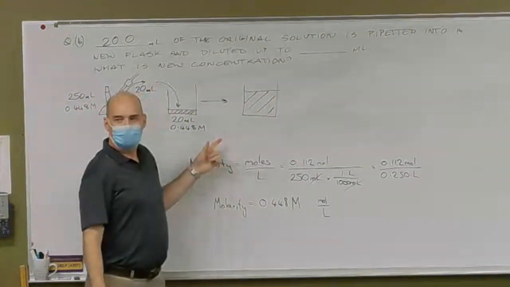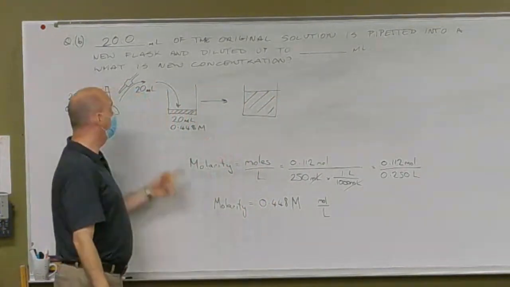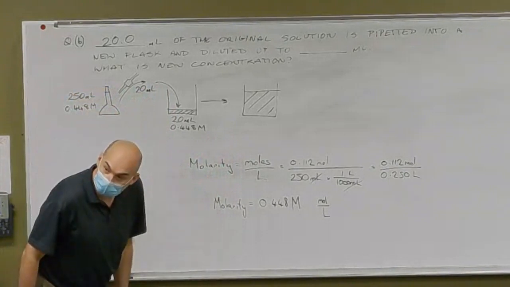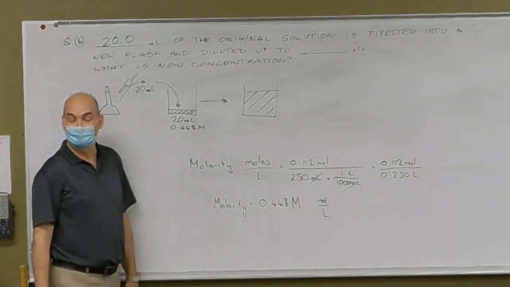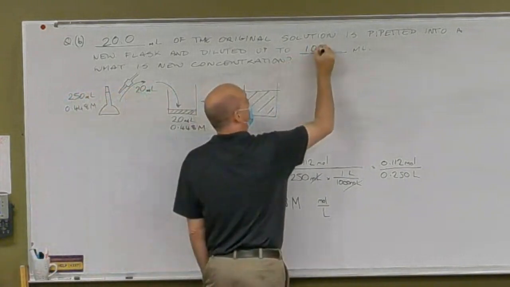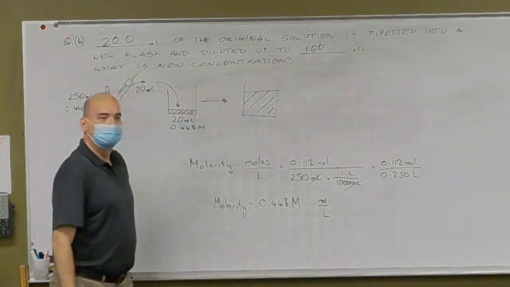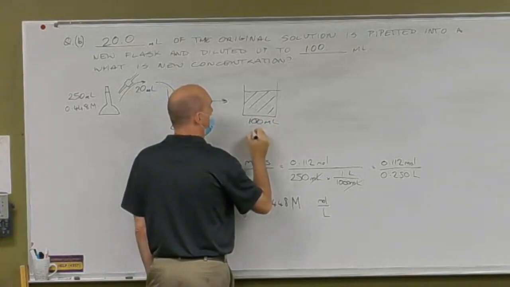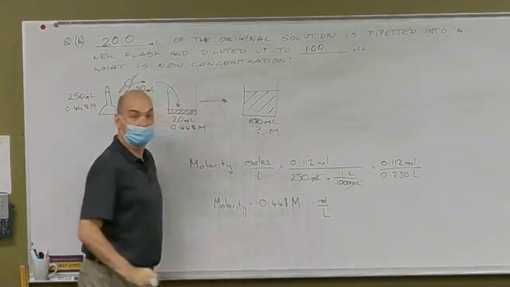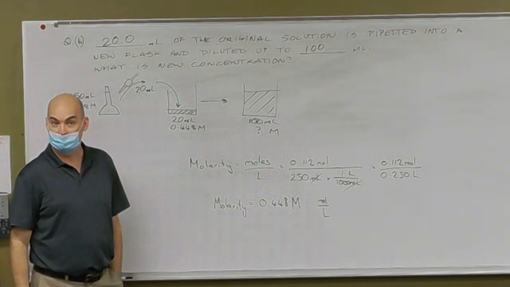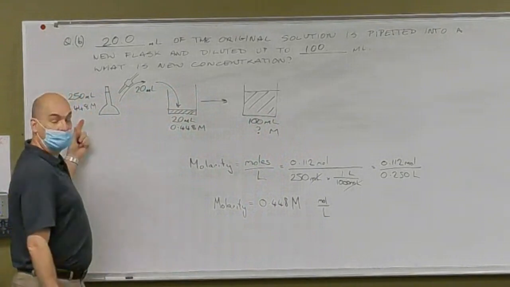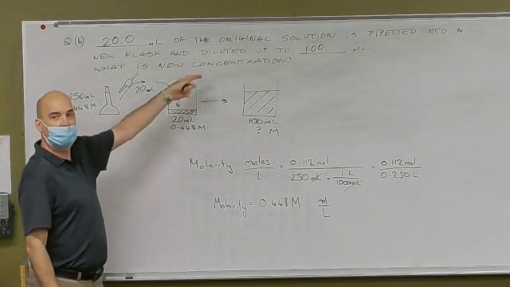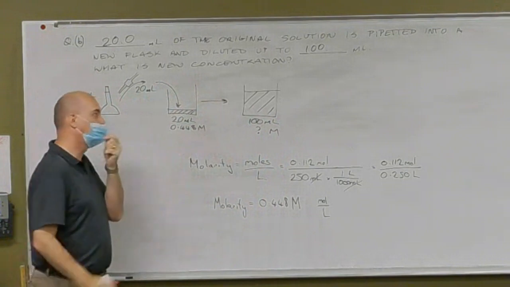What volume should we top it up to? It has to be a number that's larger than 20. 100. Okay, so now I have 100 milliliters here, but I don't know what its concentration is. Right? I know what it started with. I've put some of it into a new flask and I've diluted it up. I need to find out what the new number is.